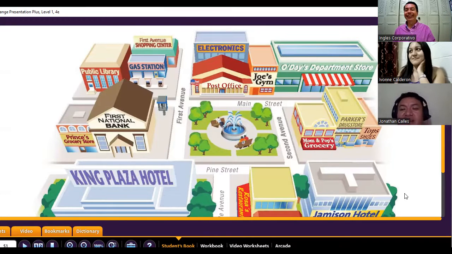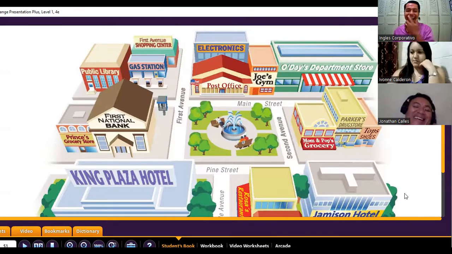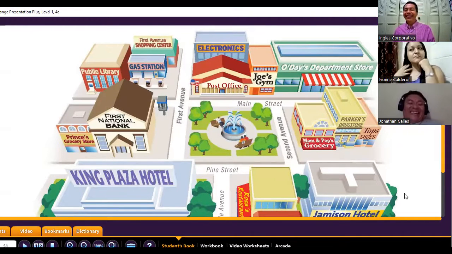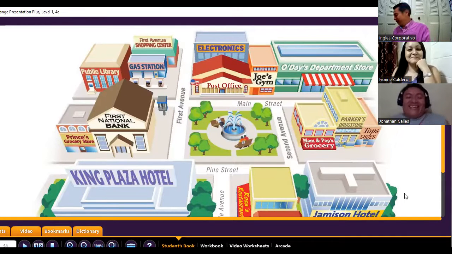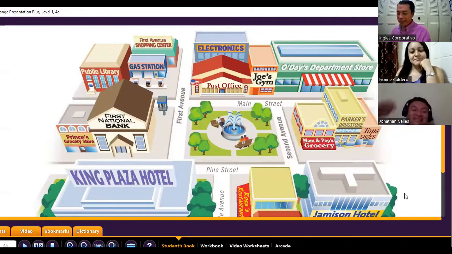Yo pensé que ya no habían contratado como teacher también a nosotros. Es que lo que pasa es que Edwin como participa mucho, dijeron, pongámoslo de asistente del teacher. Ok, thank you very much. Ok, sigamos con la clase. Muy bien.